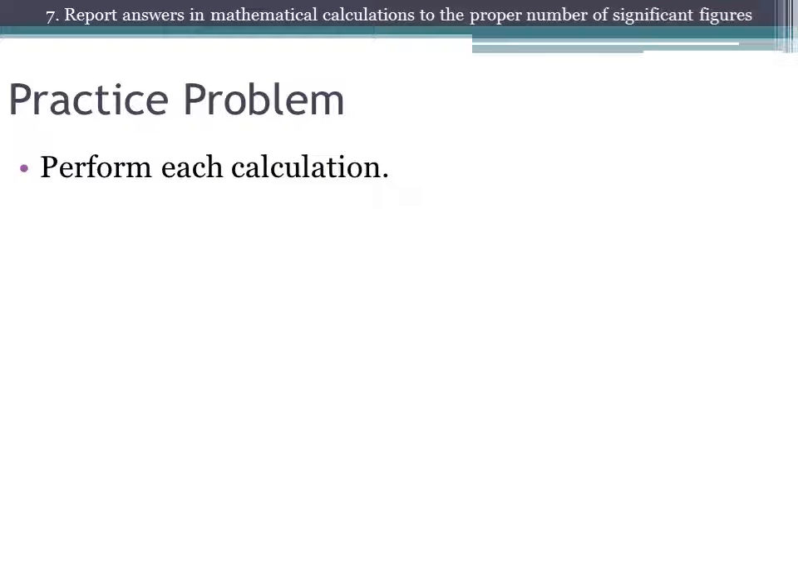Here are just several practice problems. I'll put the calculation or the problem up. Pause the video, try it yourself, see if you get the same answer I do. First one, we have addition. So remember, addition and subtraction is about the decimal places, not the number of sig figs. Here, your calculator will tell you 46.29 meters. The first measurement, though, only goes to the tenths place. So I have to round to the tenths place. That would round to 46.3 meters.